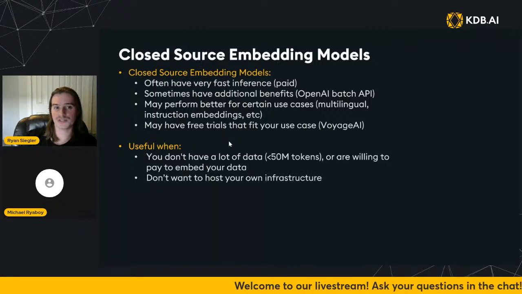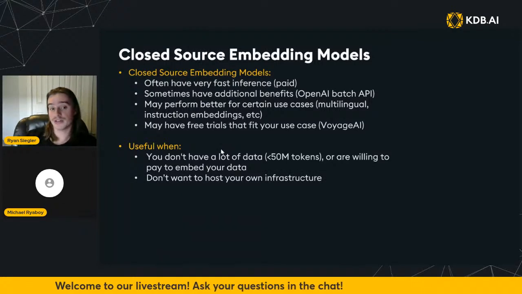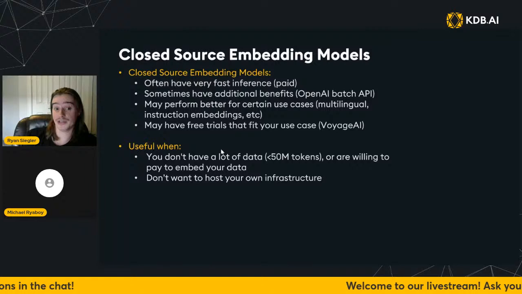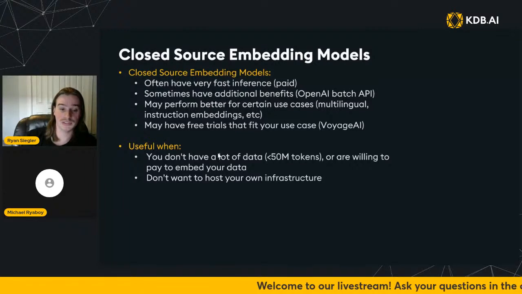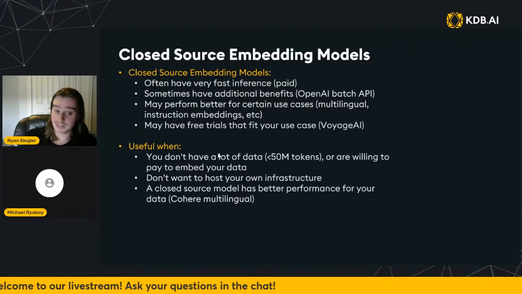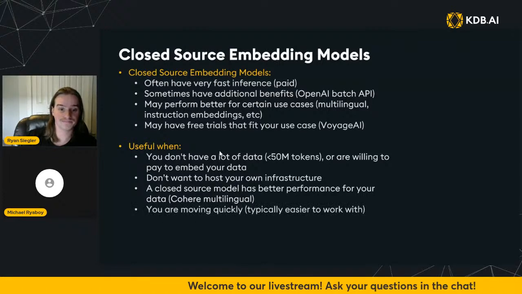So when is this useful? When might you want to use closed source? If you don't have a ton of data and will be able to come in below that free trial mark, or are willing just to pay to embed your data, this is a good option. If you don't want to mess around with hosting your own infrastructure, hosting your own embedding model, this is a good option. A lot of times they just have better performance out of the box. So if you're looking for the best possible performance, closed source might be a good place to start.